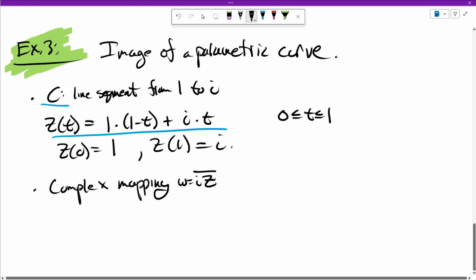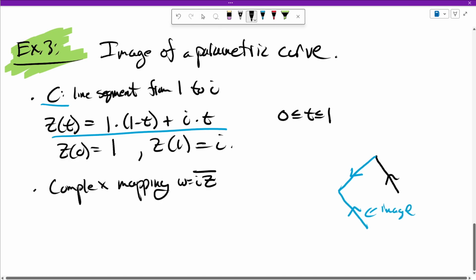If you take a moment and think about what that is, it's a composite of two functions. It's the multiply by i function and then the conjugate function. Now multiplication by i is rotation by 90 degrees counterclockwise, and conjugation is reflection in the real axis. So from that information and just some basic understanding of transformation geometry, you can figure out what happens to this line segment. In particular, the line segment from 1 to i looks like that, parameterized that way. It's going to first get rotated by 90 degrees, and then it's going to get reflected. So this is the image.